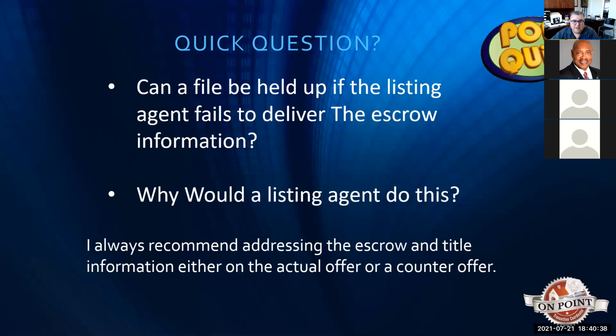What I recommend on the buyer side is that, instead of putting seller's choice, if you're concerned about the listing agent possibly playing games with you, right? Put an escrow company on the offer. Guess what they're going to do? They're going to counter you back and say, no, we want it to be this escrow. So guess what? They just told you who the escrow was.